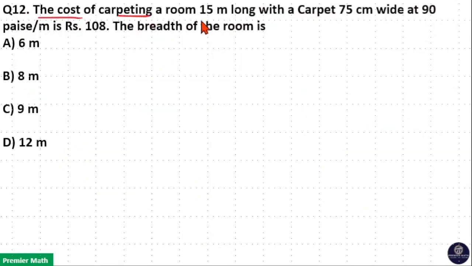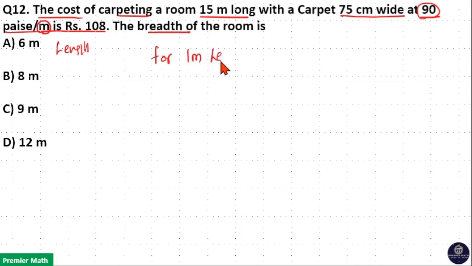The cost of carpeting a room 15 meters long with a carpet 75 centimeters wide at 90 paise per meter is rupees 108. The breadth of the room is? When you buy an unstitched cloth material, you are buying it in terms of length. That is, this line indicates the length of the carpet. For 1 meter length, 90 paise, that is 0.9 rupees, is the cost.